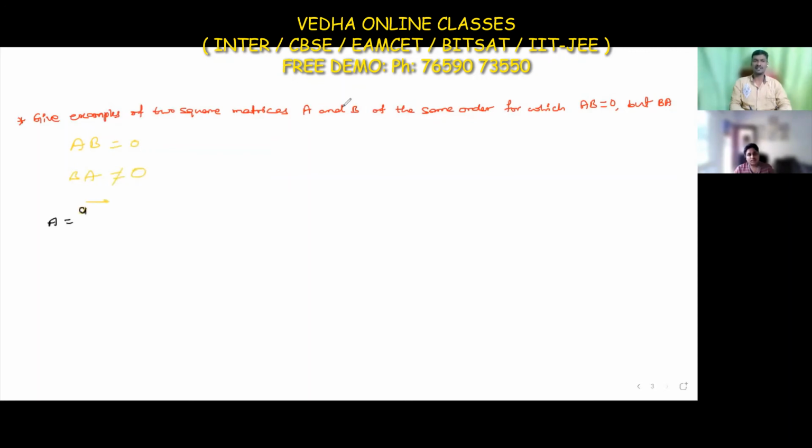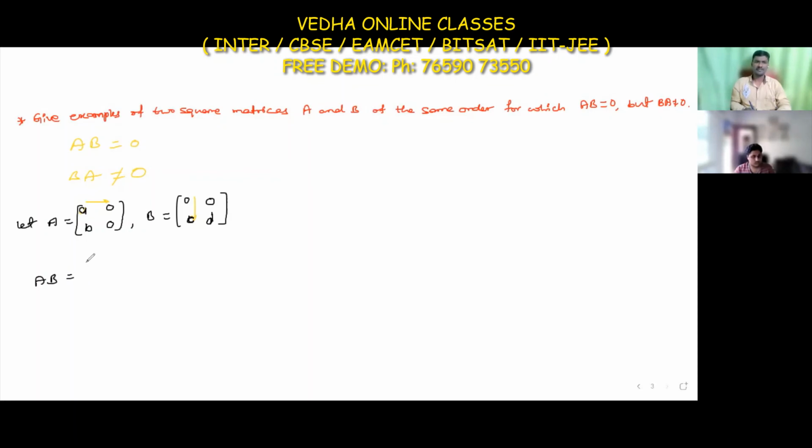So I am taking A equals the matrix [a, 0; b, 0], and B equals the matrix [0, 0; c, d]. Now try to multiply A and B. We can take any elements in place of a, b, and c, any numbers or any variables or constants.